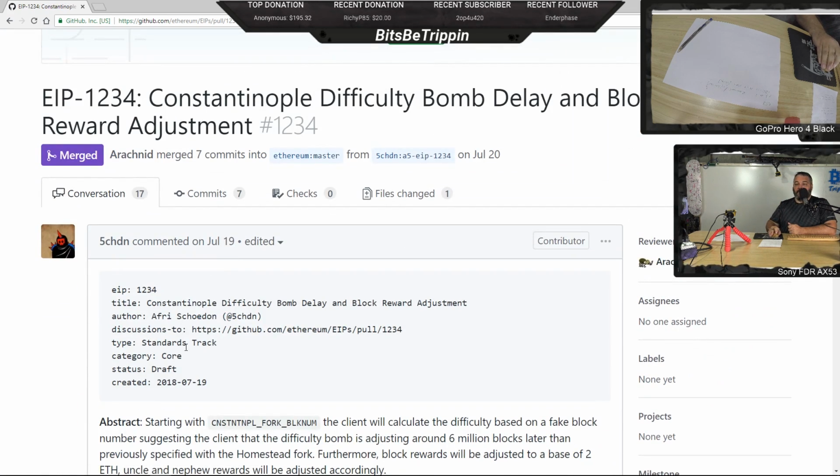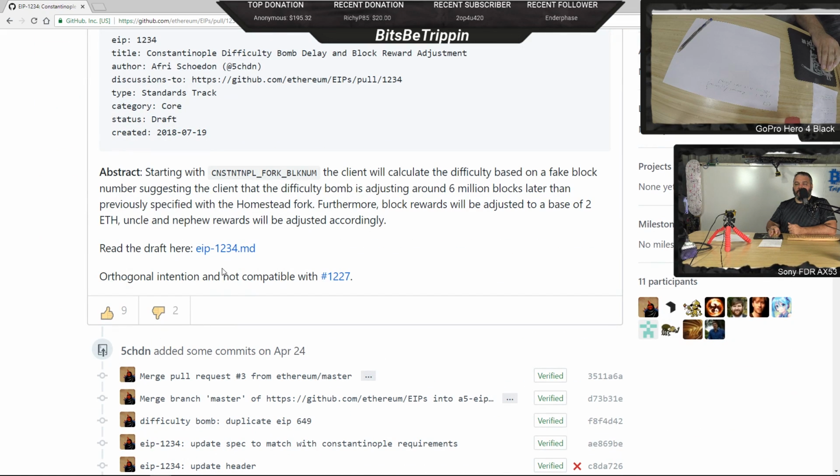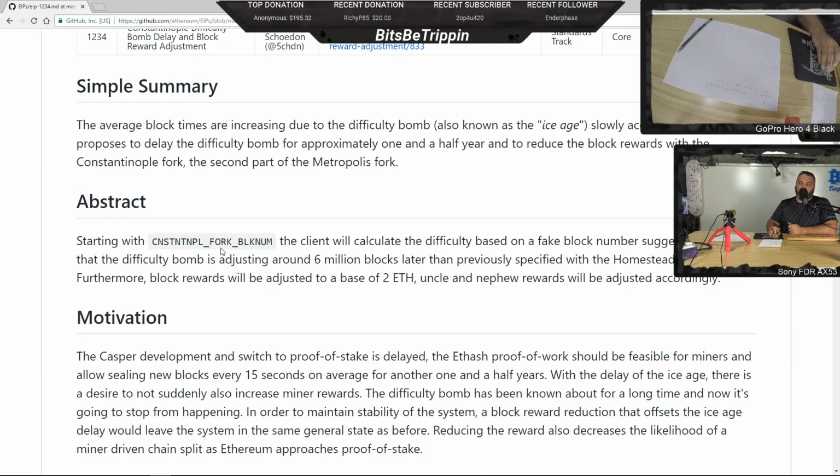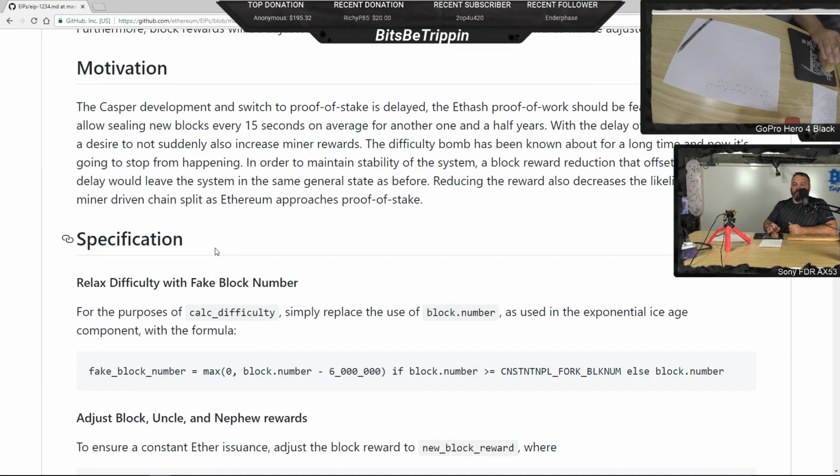So if you get down here, they had a little more detail written in the EIP, which if we click on this one here, it comes up with essentially the motivation, and then some of the specification guide on what's being changed. So let's just go through the specification, and then we'll come back to the motivation piece of it. So specification: relax the difficulty with a fake block number. Essentially just moving, let's see here, 1, 2, 3, 4 is the EIP.